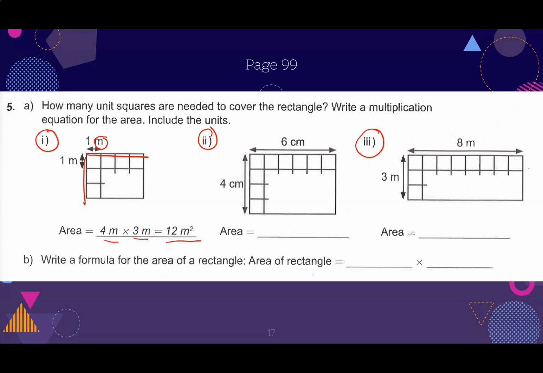Part B says, write a formula for the area of a rectangle. You may have noticed that the area of a rectangle is equal to the length of the rectangle times the width of the same rectangle.